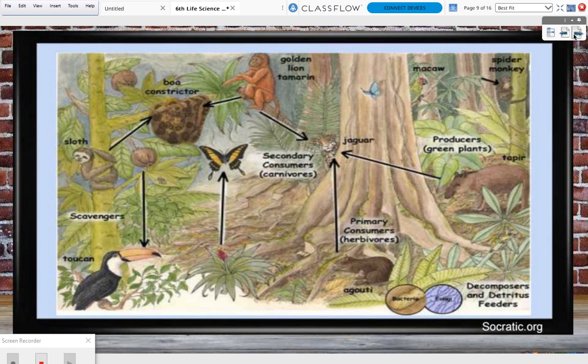Okay, here is a picture of a rainforest ecosystem, and you can see both plant and animal species and who depends on what. You follow the arrows, and remember the arrows indicate where the calories are moving to, so who is obtaining the calories is where the arrow is pointing. That's the direction the energy is flowing.